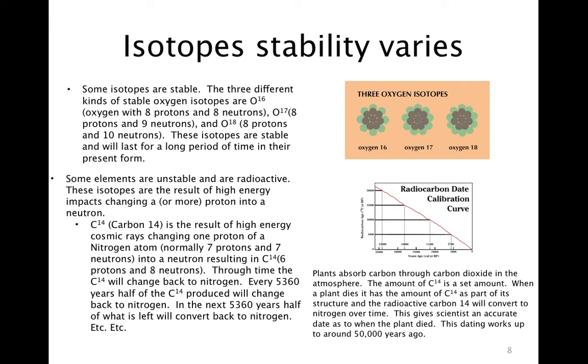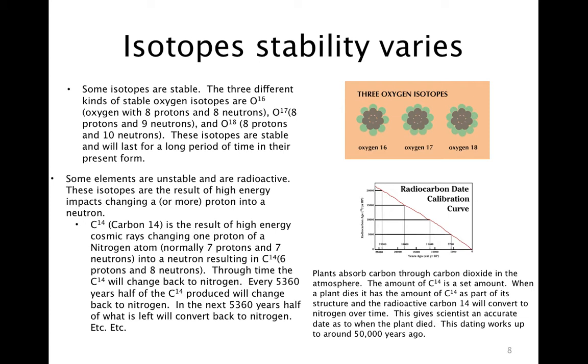Every 5,360 years, half of the C-14 produced 5,360 years ago will go back to being nitrogen. Then in another 5,360 years, half of what was left will go back to being nitrogen, etc., until you get to a point where all that carbon-14 has converted back to nitrogen.